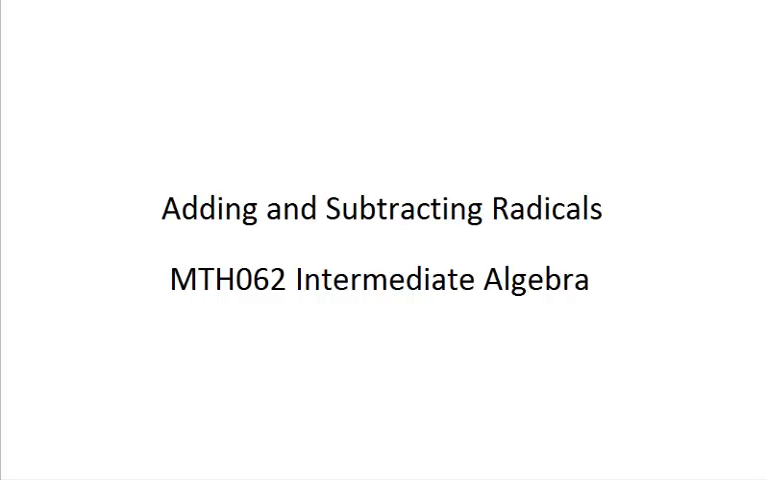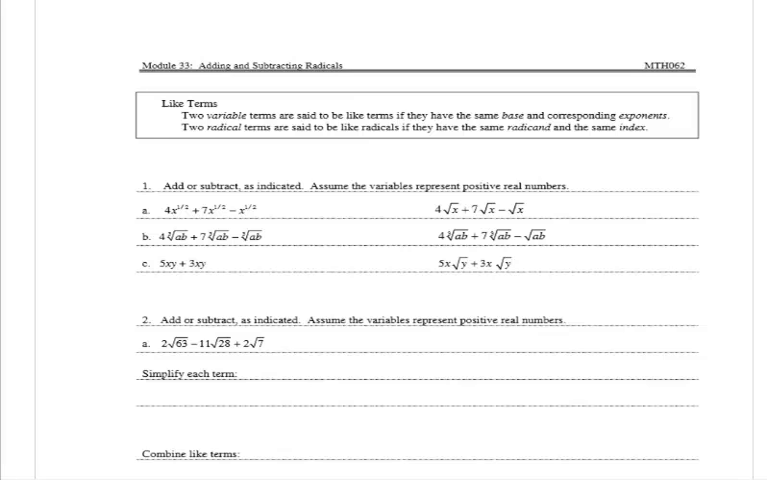In this video, we're going to be adding and subtracting radicals. So they give us definitions of like terms. Two variable terms are said to be like terms if they have the same base and corresponding exponents. And two radical terms are said to be like radicals if they have the same radicand and the same index.